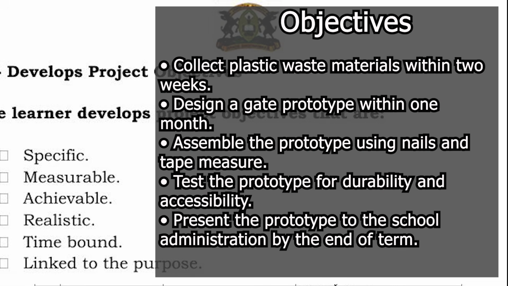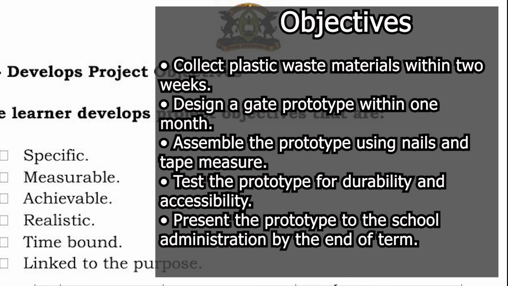One is collect plastic waste materials within 2 weeks. Now, if you look at that objective, you're collecting plastic waste material within 2 weeks. First, it is very specific. What are you doing? Collecting plastic waste materials. Measurable, you can measure within 2 weeks whether you have collected it or not. Achievable, yes, 2 weeks is long enough to collect the required plastic material, so it can be achieved. Realistic, yes, it is real, it can be done. Time bound, it is within 2 weeks. Linked to the purpose, yes, because we are designing a prototype gate using plastic waste material. That is part of the purpose, so therefore it is linked to the purpose.